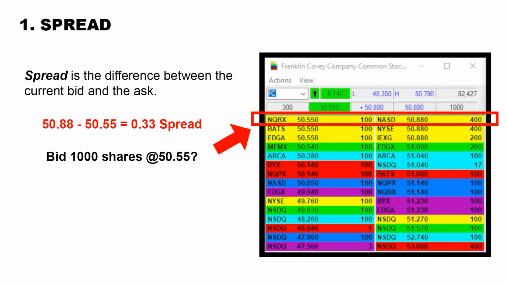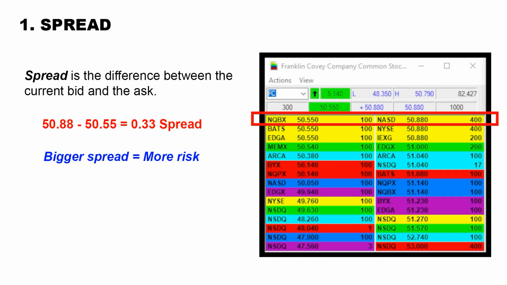Oh, but what if we bid for it instead at $50.55? Well, there's no guarantee you'll get filled at that price because that means the seller has to take on that 33-cent slippage. And even then, as the stock continues to move, we don't know what price you may get filled on the way out, and you may still end up losing that 30 cents per share you weren't expecting. So the bigger the spread, the more risk, because there's a bigger question mark on what price you may get filled on the way in and out.